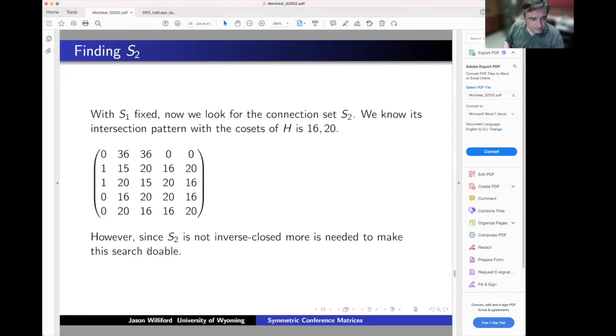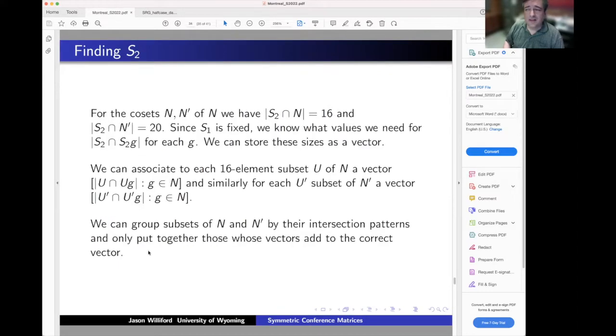Now, since S2 is not inverse closed, that's the real bottleneck. Bill and I have spent a lot of time doing a lot of things with S2, trying to get that narrowed down, because that's a really tricky connection set to find. One thing you want to do is fix an S1 and use the fact that S2 has to behave nicely with respect to it. Because again, you're trying to avoid choosing 72, choose 36 different subsets, right? That's going to just be awful.